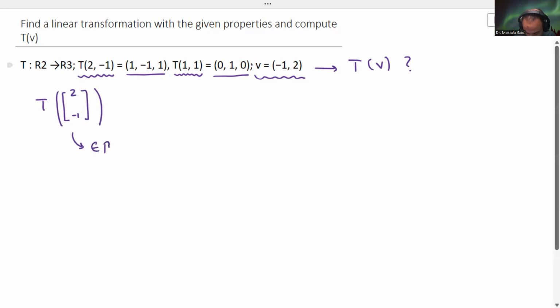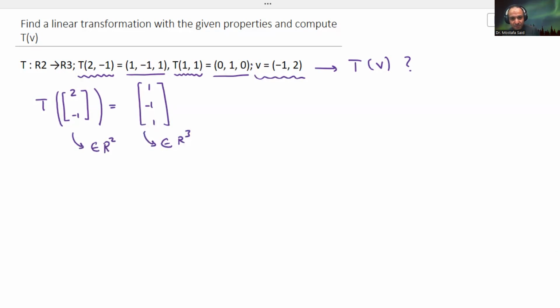that basically belongs to R2. And when we apply this transformation to that vector, it gives us another vector (1, -1, 1), which clearly belongs to R3. It's a three-dimensional vector. That's why this transformation, as said in the question, goes from R2 to R3: it transforms two-dimensional vectors that belong to R2 into three-dimensional vectors that belong to R3.